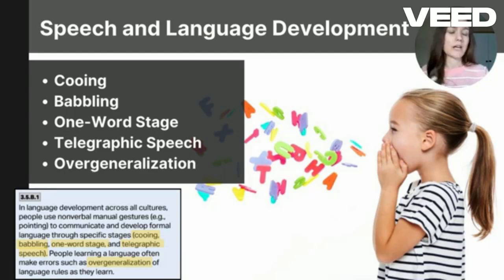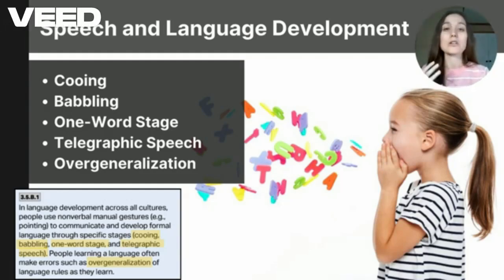Overgeneralization might be something like "daddy goed to the store" instead of "daddy went to the store." So the child is understanding the past tense of going somewhere, but they're using it incorrectly. So these stages highlight the journey of making sounds into meaningful language, and children pick up on this so quickly.